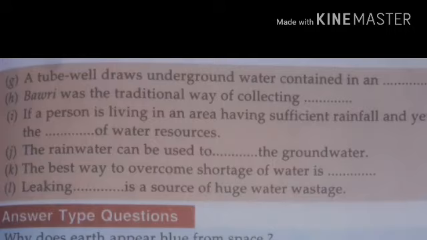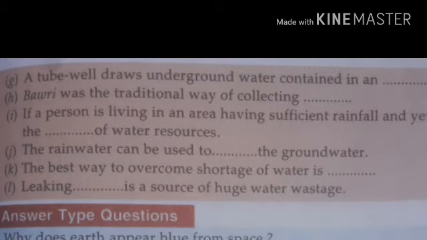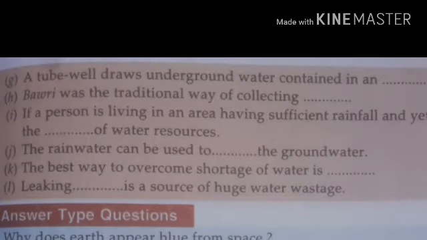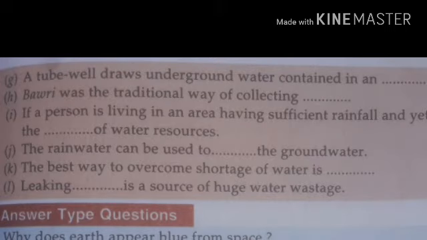Leaking is a source of water wastage at home, from the pipelines and from the taps at home. If they leak, then automatically there is a shortage of water or wastage of water may occur.